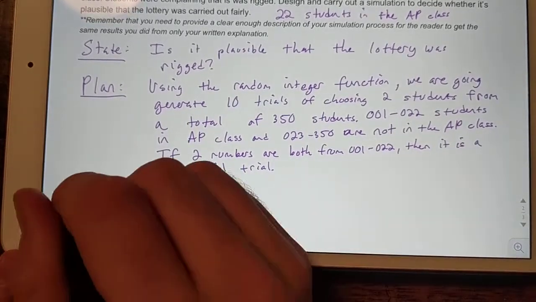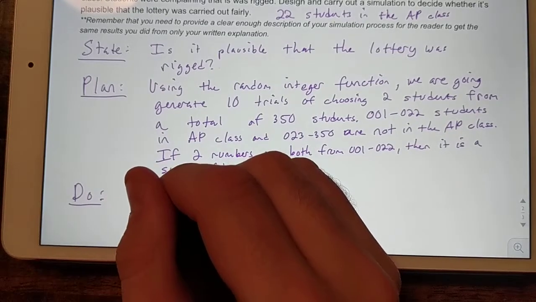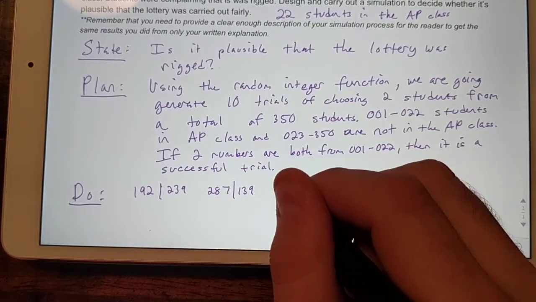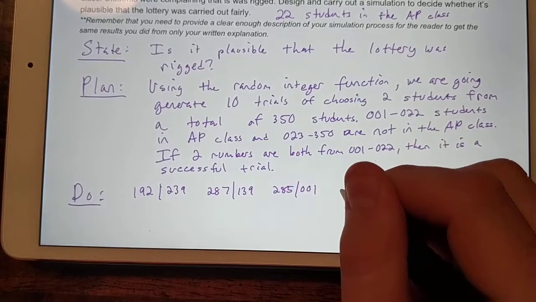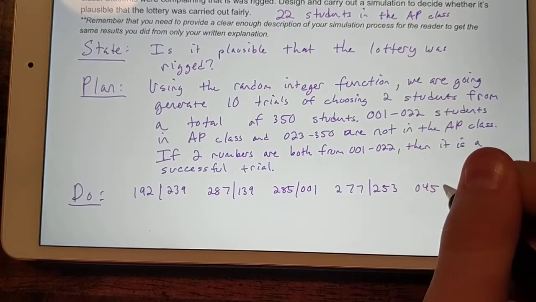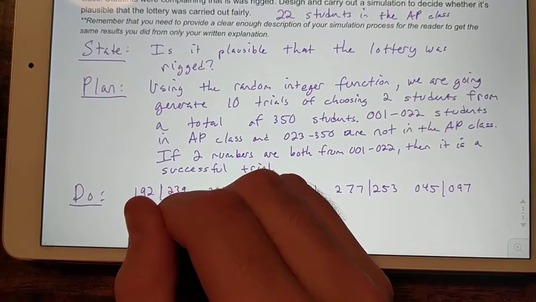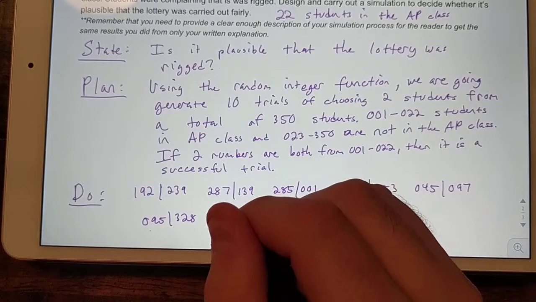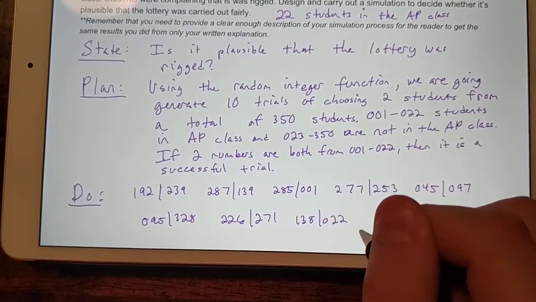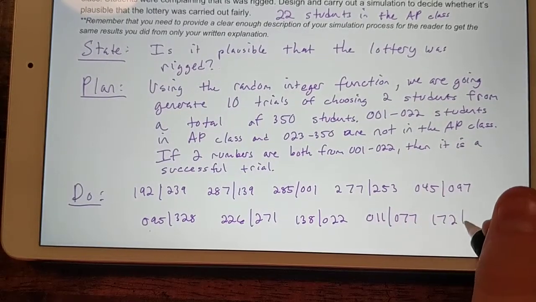In the do part, I got the following pairs of numbers. 192, 239, 287, 139, 285, 001, 277, 253, 045, 097, and we have 095, 328, 226, 271, 138, 022, 011, 077, and then 172, 350.